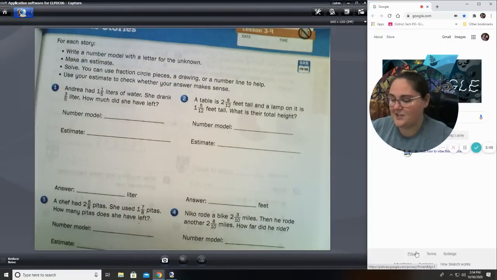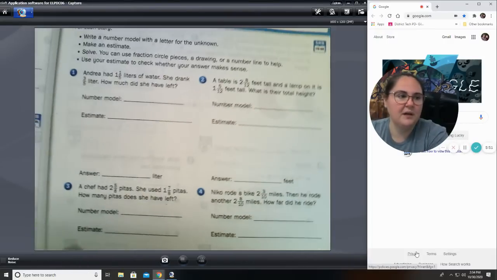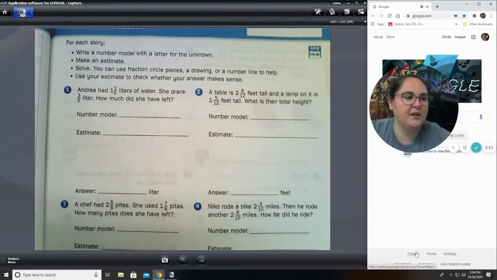So we are on page 93 of your Everyday Math Workbook. It says for each story, you're going to write a number model with a letter for the unknown. We've been doing that for the last couple weeks, okay? You're going to make an estimate. You're going to solve. It says you can use fraction circle pieces, a drawing, or a number line to help you. Or you can use your estimate, and then you have to use your estimate to check whether it makes sense. All right, number 1.